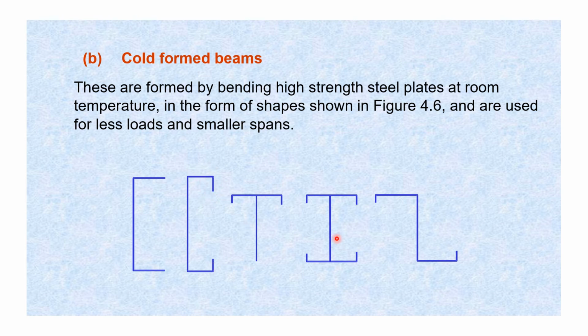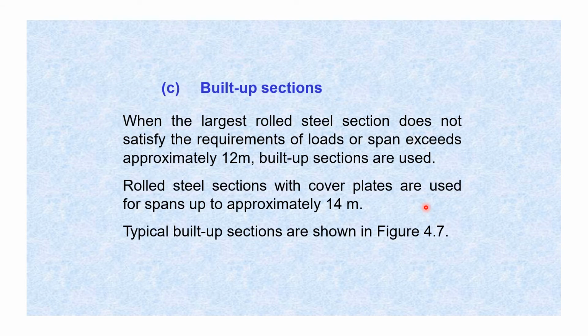T section, I section, Z section are formed after forming the plates that pass through the compressing machine, so the new section will form as per our requirement.